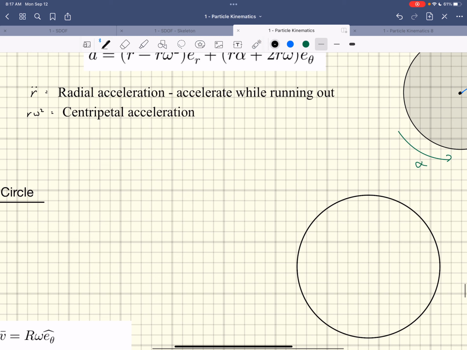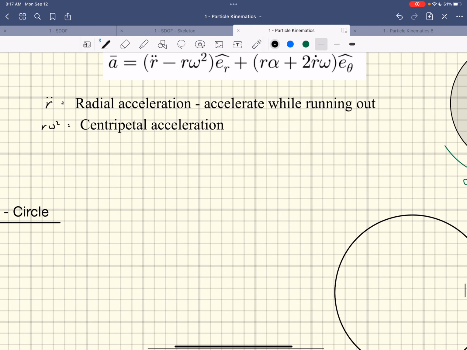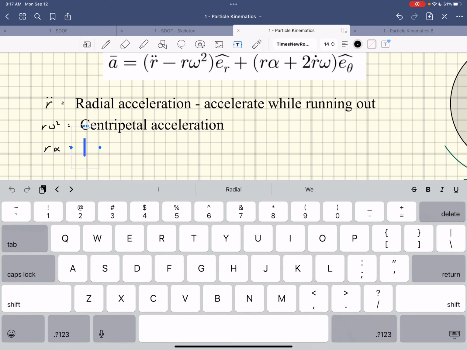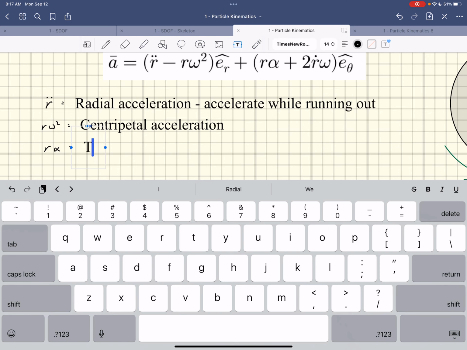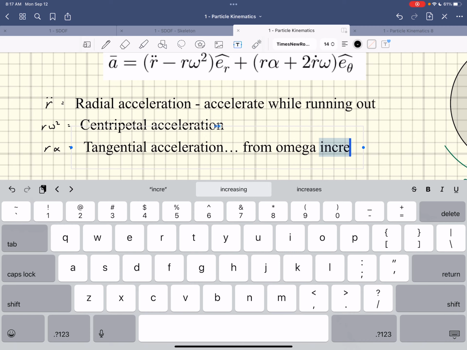r alpha is the tangential acceleration. Tangential, from omega increasing.